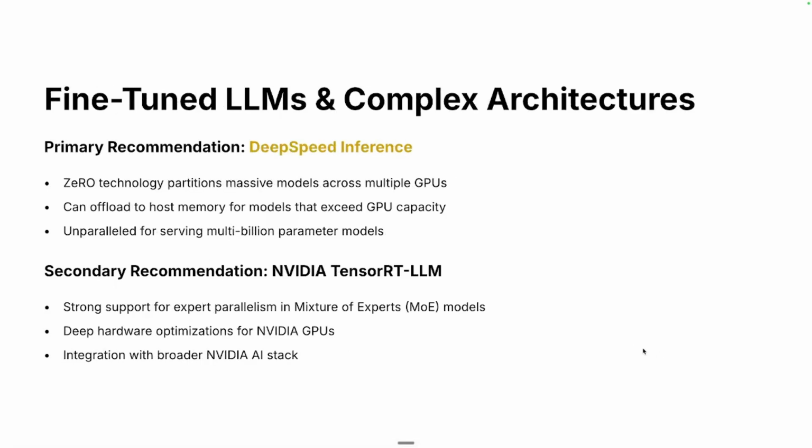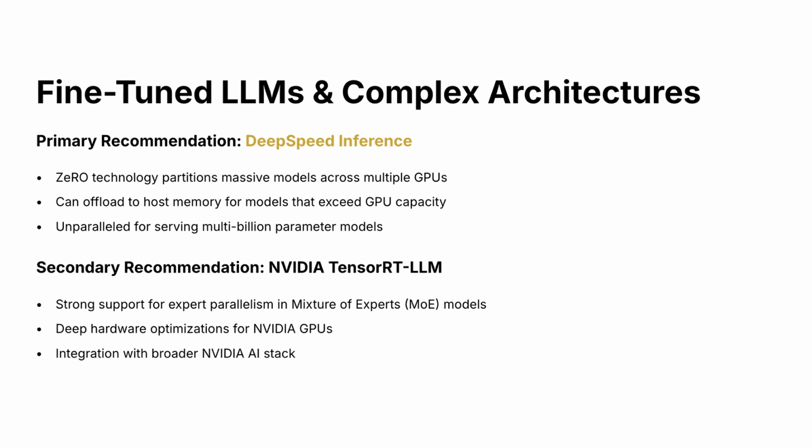When it comes to fine-tuned LLMs and complex architectures, especially those pushing the upper limit of model size, the primary recommendation is DeepSpeed Inference, which is built for scaling massive models. Thanks to its ZeRO technology, which partitions parameters across multiple GPUs, it makes it possible to run multi-billion or even trillion parameter models that wouldn't fit into a single device.